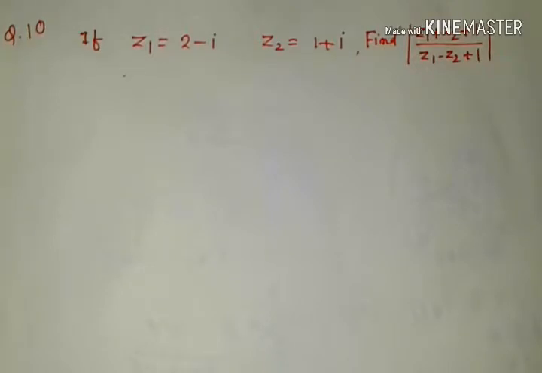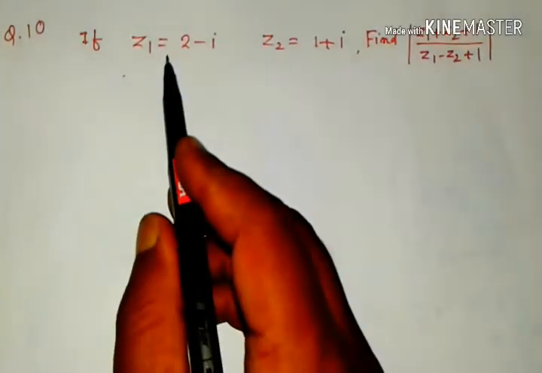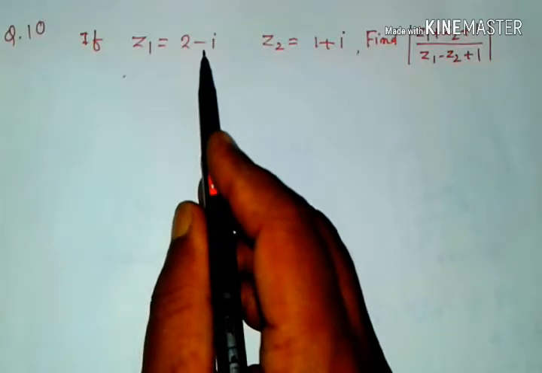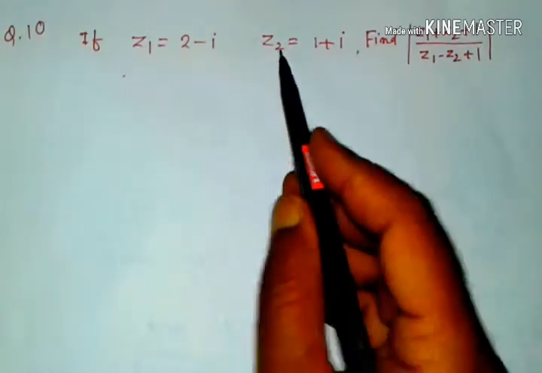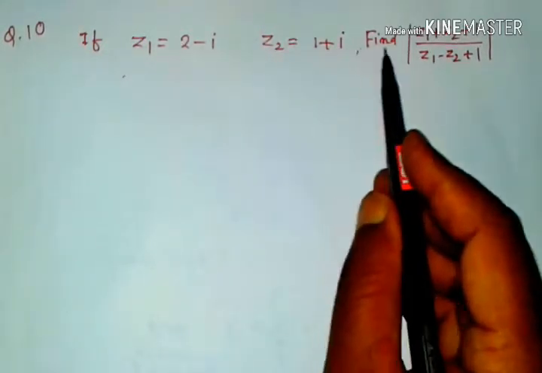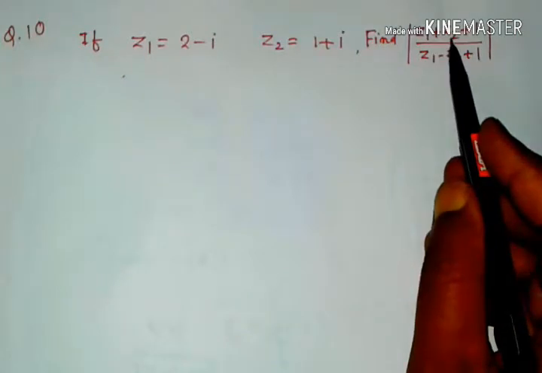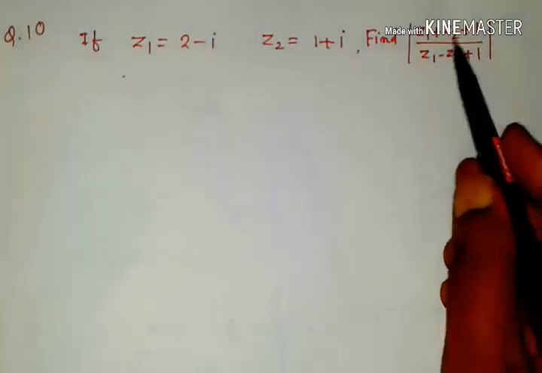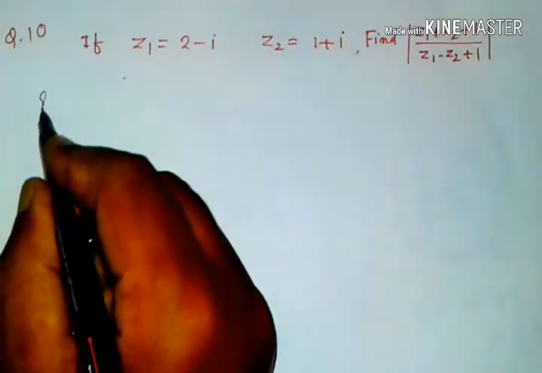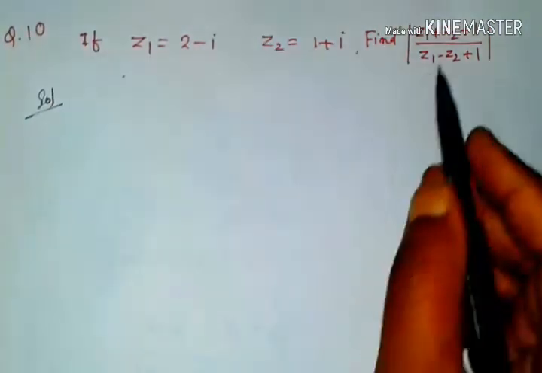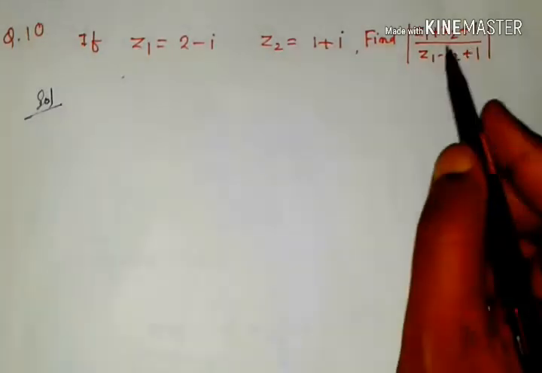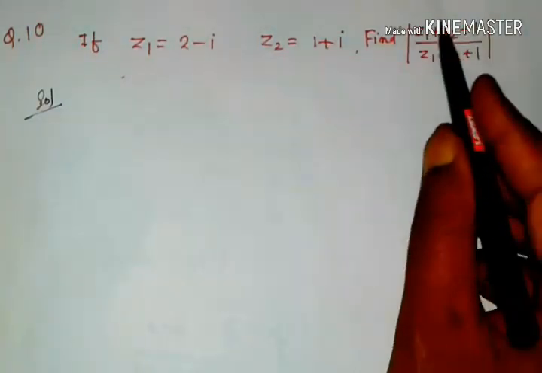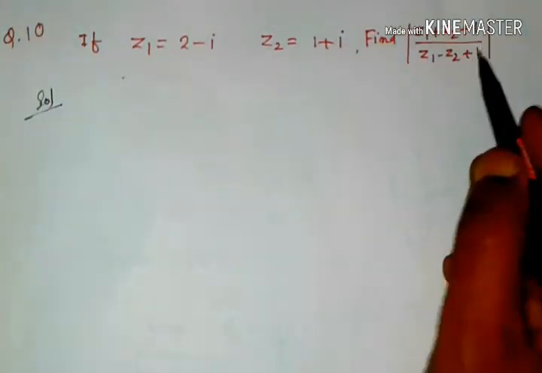Question number 10. If z1 is equal to 2 minus i, z2 is equal to 1 plus i, find the modulus of (z1 plus z2 plus 1) divided by (z1 minus z2 plus 1). That was the solution. At first we have to put the value of z1 and z2 here.